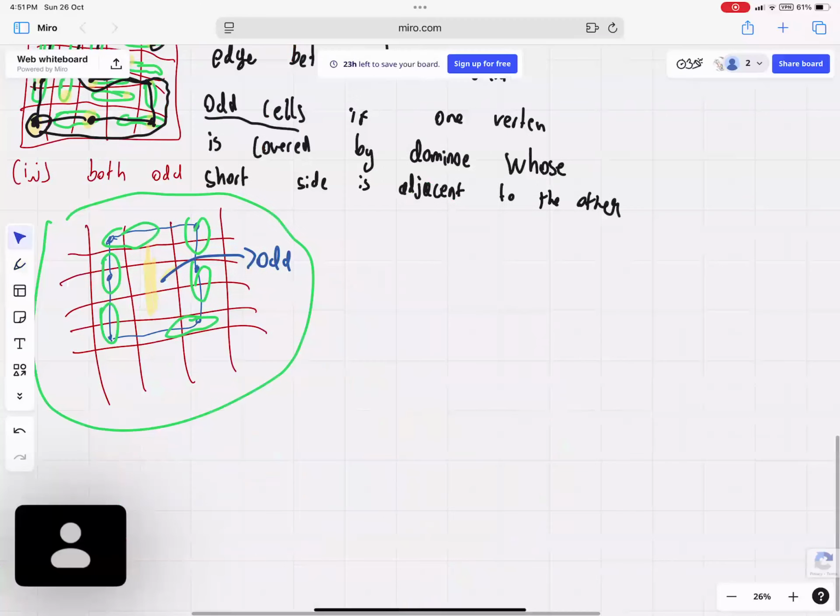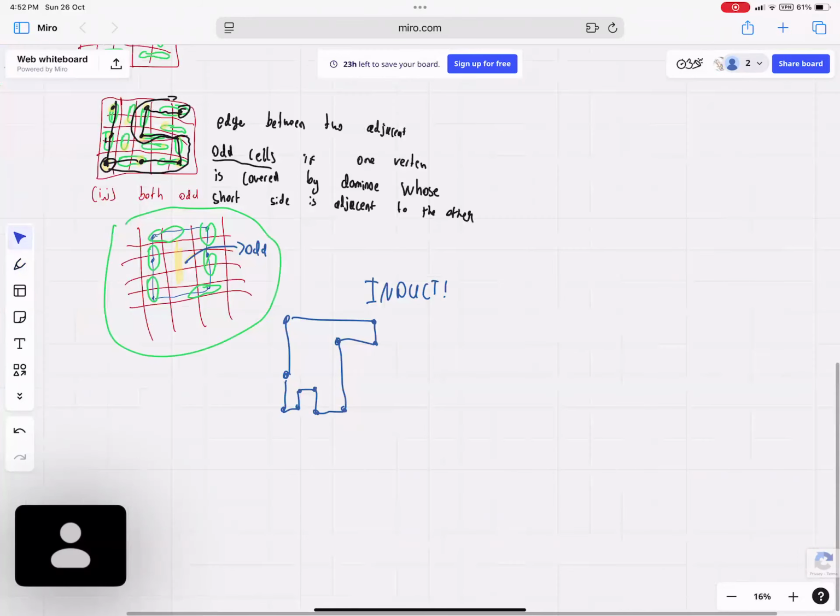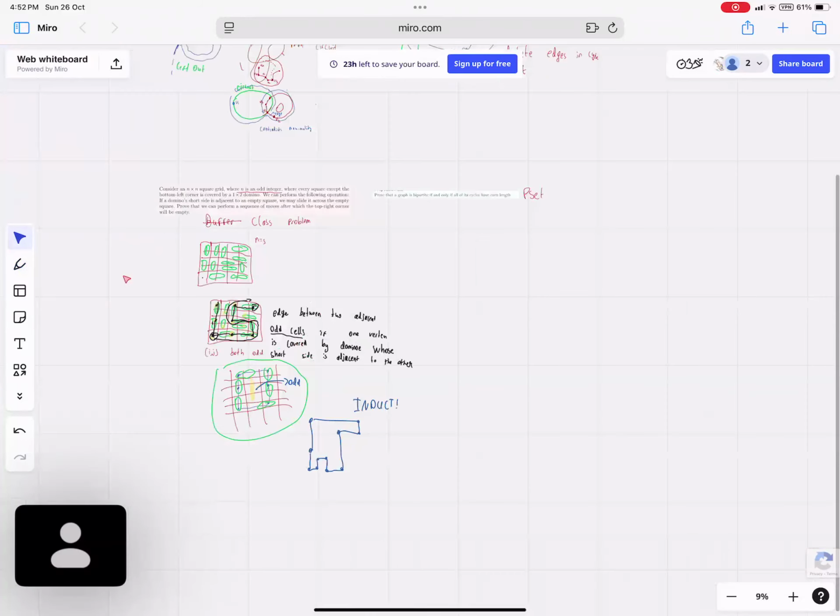Cycles can be a bit funky, like they can be something like this. They don't have to be a rectangle. But it's not very hard. The idea is we can just induct. I'll leave that as an exercise.